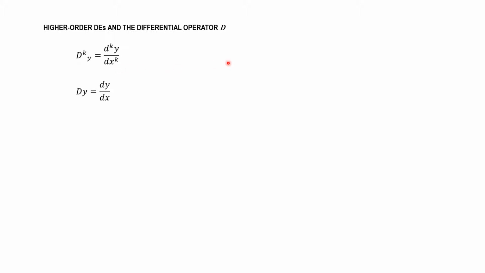Alright, let's have the next lesson. Now let's have the higher order DEs and the differential operators, operator D. We define this symbol D^k y as the kth derivative of y with respect to x. The meaning of Dy is dy/dx.